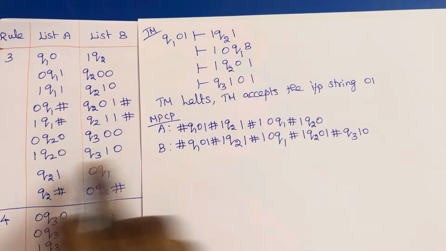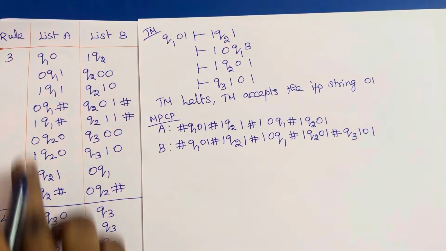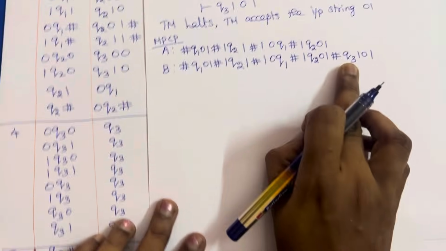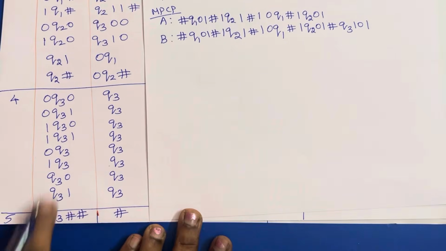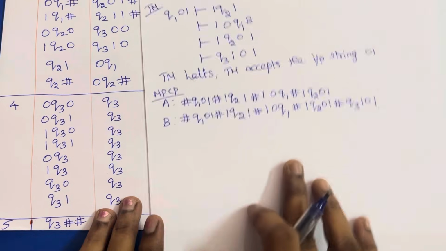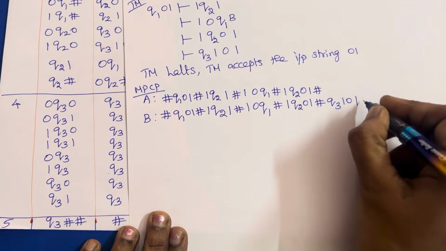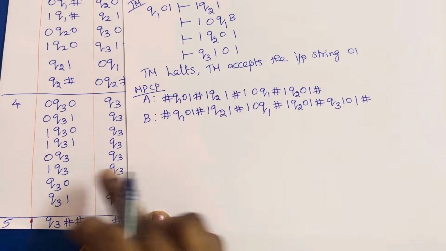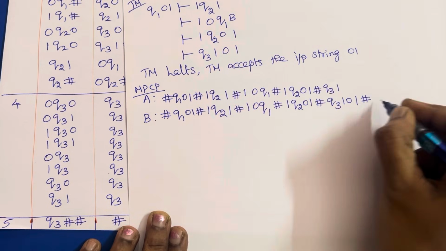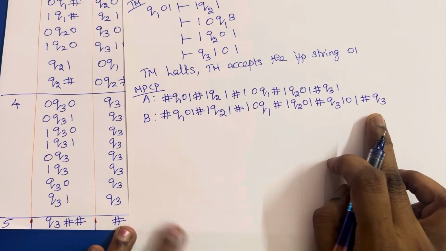Then 1 hash Q3, no. So we have to write 1 and 1. Hash Q3, no. Actually we have entered into the final state. So hereafter we need to refer rules 4 and 5. Okay. So hash Q3. Do we have hash Q3? No. So we have to write hash and hash. Then Q3 1. Yes, Q3 1. So we have to write Q3 1 here. And at the same time we need to write Q3 at the end of list B.